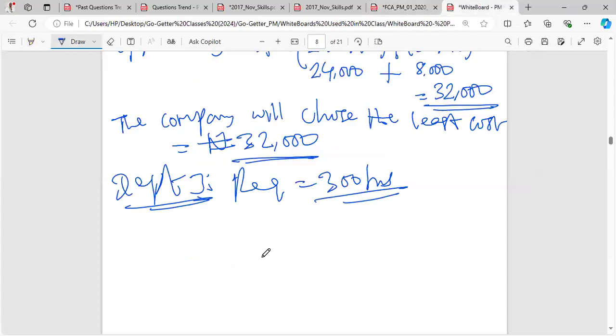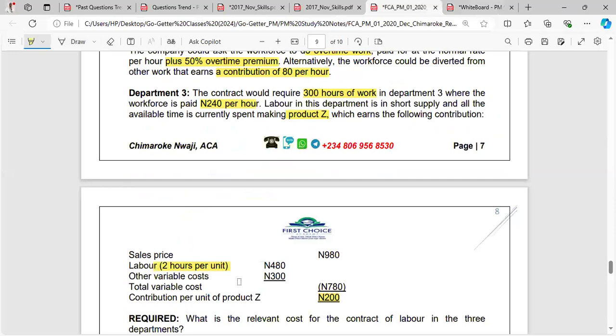In department number 3, we have 240 naira multiplied by 300 hours. Now plus the opportunity cost. Now let's look at this opportunity cost. This is for one product. How many units are they going to stop doing in order to come and do this job?